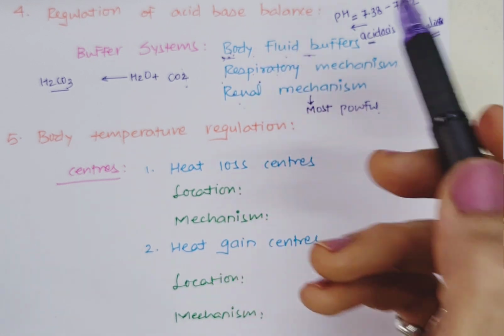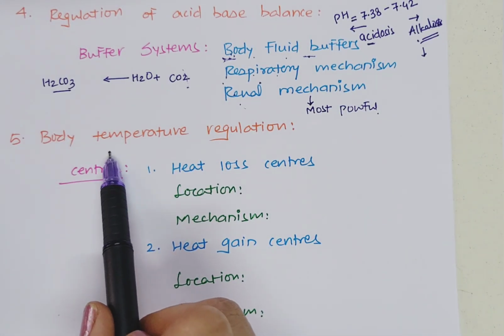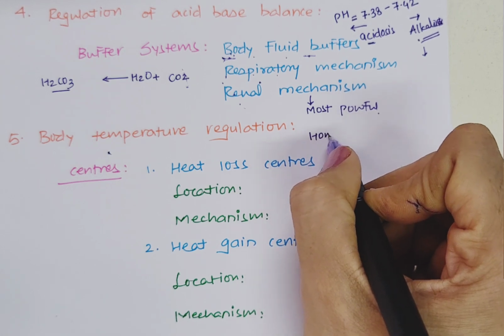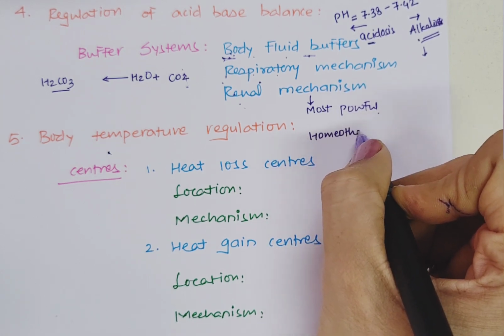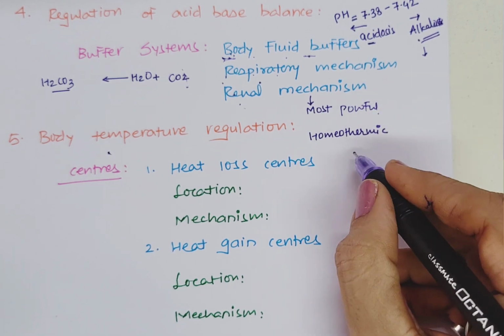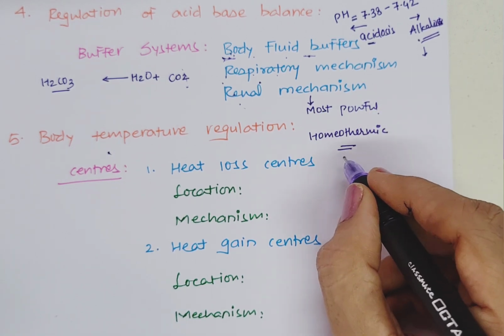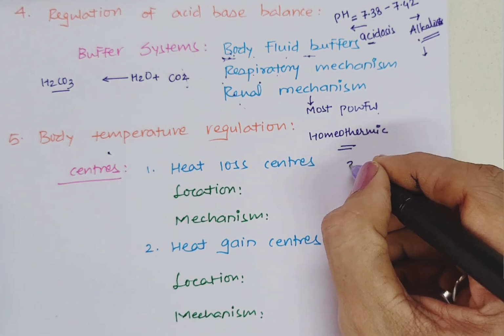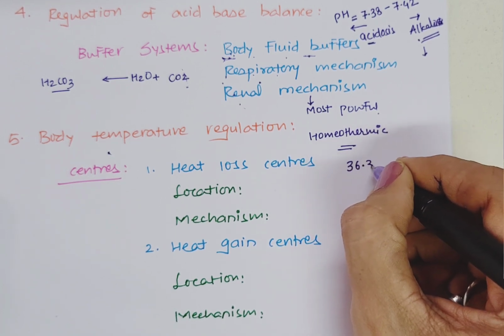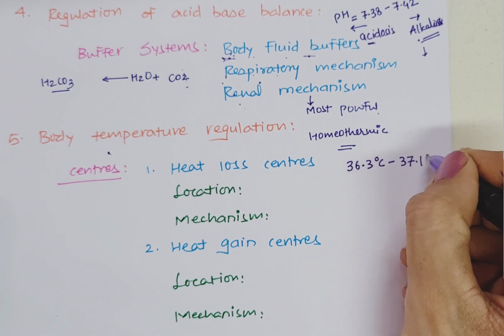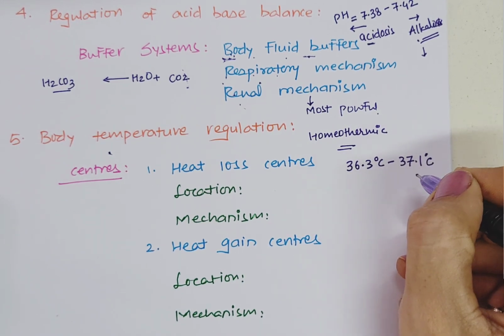Then regulation of body temperature, that is also very important because we are homeothermic animals. Homeothermic means we are warm blooded. We maintain our internal temperature near the set point. What is the normal body temperature? You must know that this is 36.3 degrees Celsius to 37.1 degrees Celsius, normal body temperature.